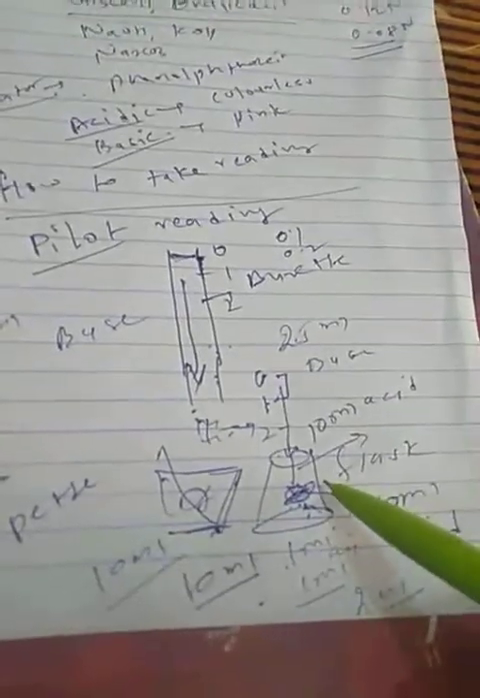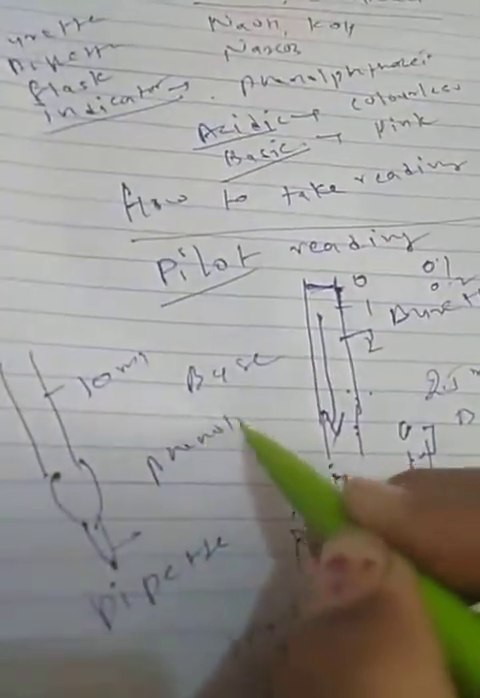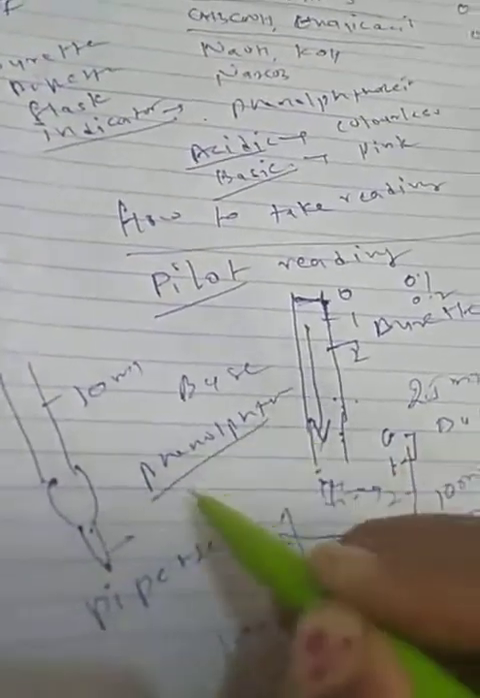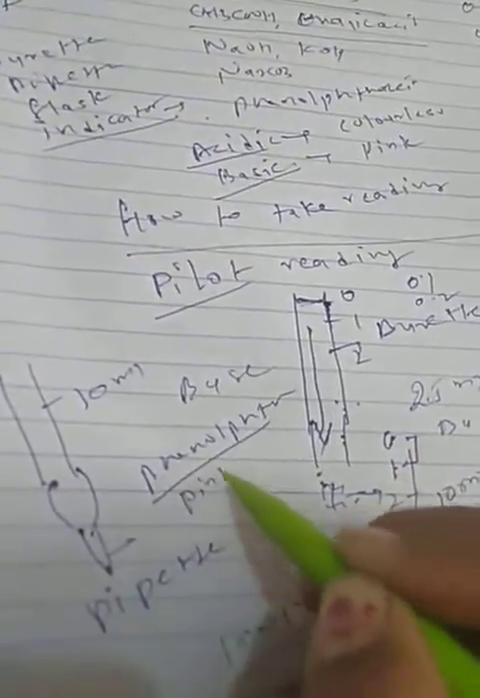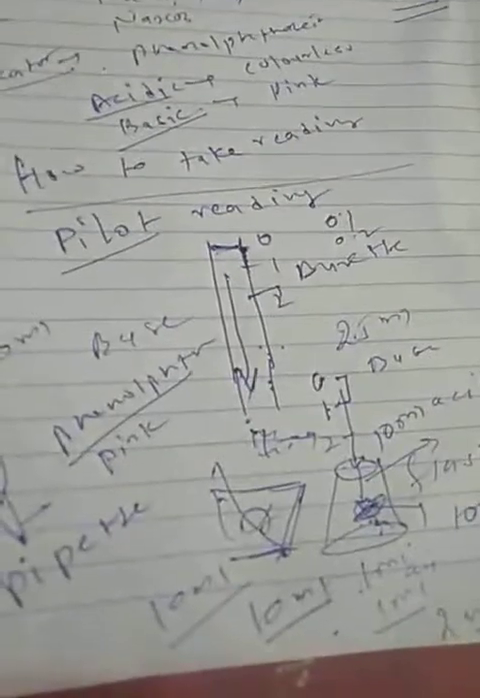Why? Because in basic medium, phenolphthalein indicator shows pink color. Okay, so that is called the end point. Okay, this is the theory of the titration.